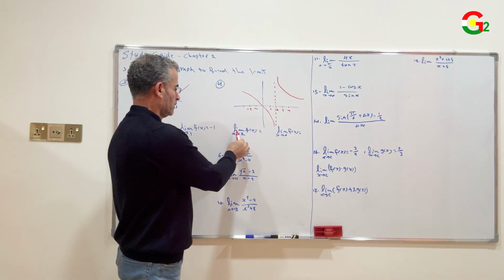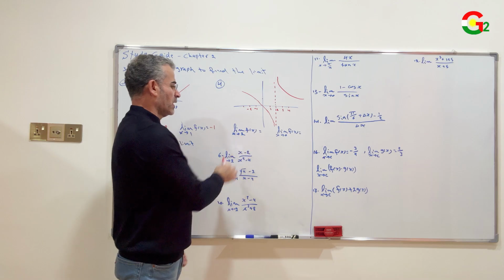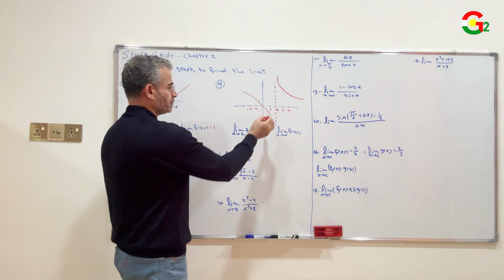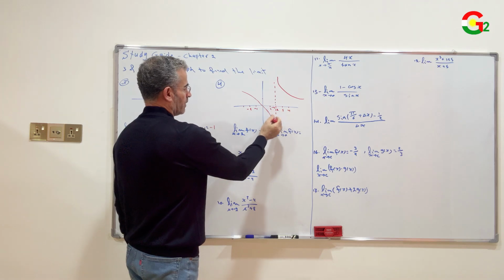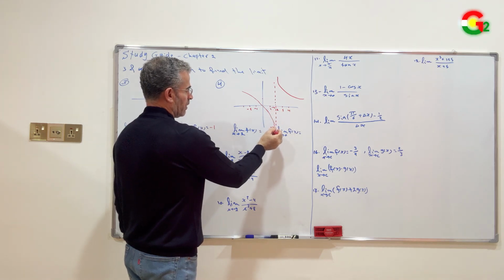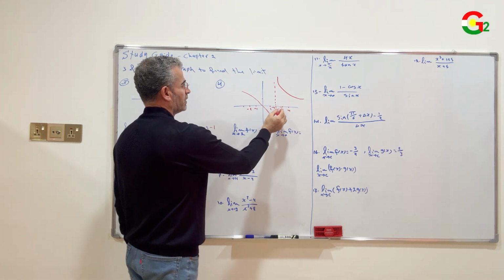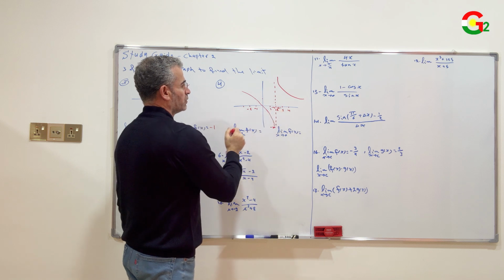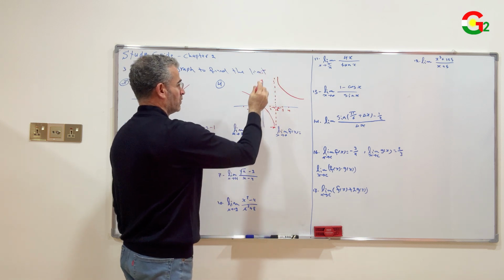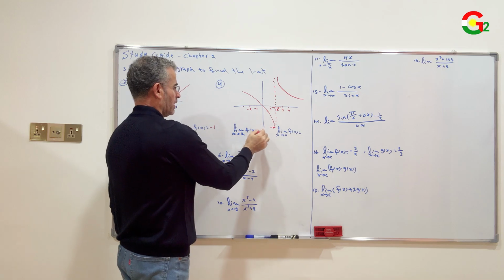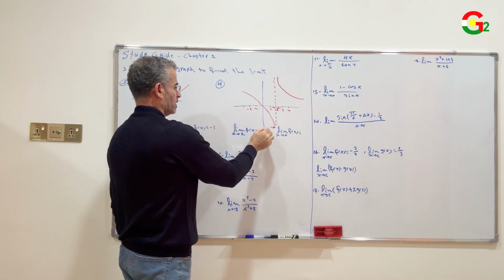Question number 4, find the limit of f of x when x approaches 2. When x approaches 2 from the left, the function decreases without bound and goes to negative infinity. When x approaches 2 from the right, the function increases without bound and goes to positive infinity, then the limit does not exist.